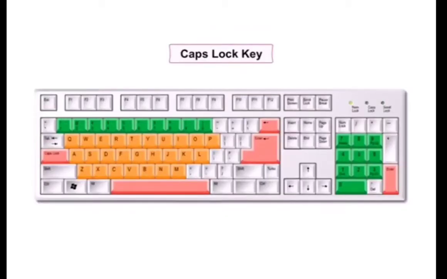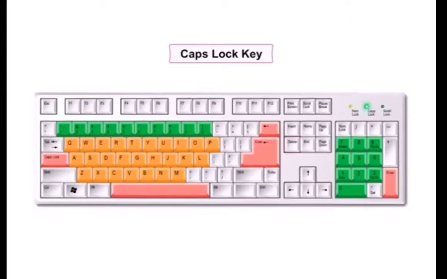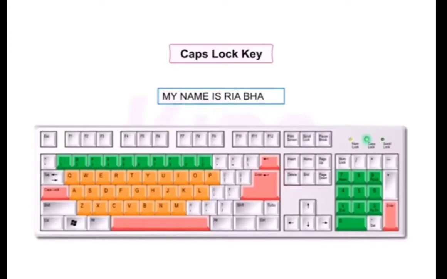Caps lock key. The caps lock key is used to type letters in capitals. Press the caps lock key once, the caps lock light will turn on. I am typing here the name. So all are in capital. To make it small, you will press the caps lock key again and start typing. Now all the words will be in small letters.